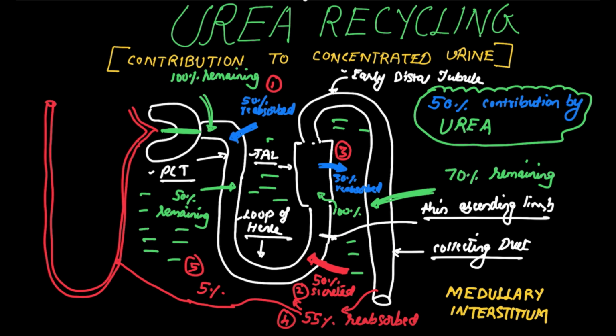Please remember that urea is a very important contributor to the buildup of solutes in the medullary interstitium. So we have the countercurrent multiplier mechanism which builds up solutes in the medullary interstitium, the countercurrent exchange system which prevents the solutes from being lost. We have urea which builds up solutes in the medullary interstitium, and then finally we have the countercurrent exchange system which prevents it from being lost.